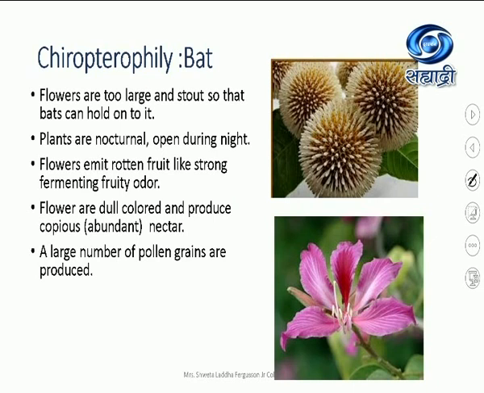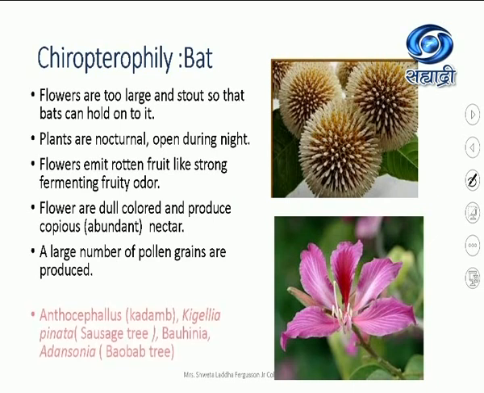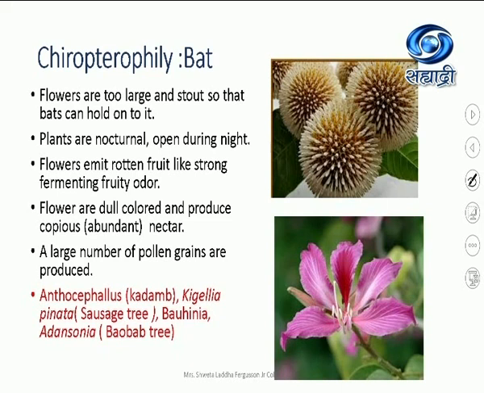A large number of pollen grains are produced because chances of wastage are more and chances of pollination are less. Examples: it occurs in Anthocephalus, which is called Kadamba flower, Kigelia pinnata, the sausage tree, Bauhinia, Adansonia, or the baobab tree. So this is Chiropterophily, that is pollination by bats, and you can see how the flowers are adapted to the habits of the bat, that is they are nocturnal, producing a strong, fermenting, fruity odor and abundant nectar. I hope this is also clear to you.